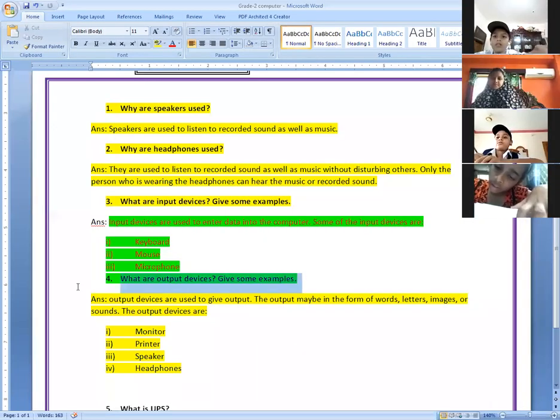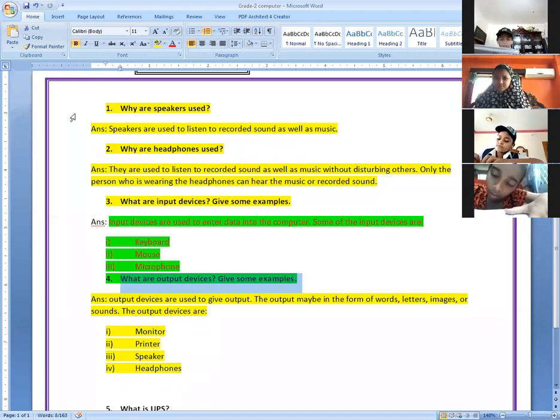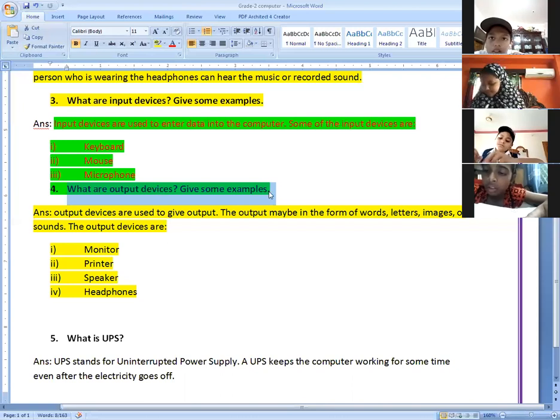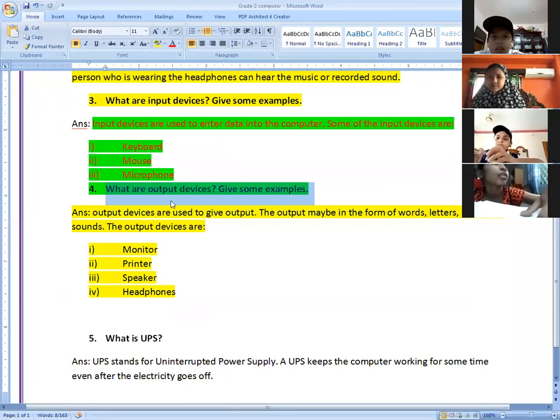Irfan, you read question number four. You can look at the screen also. Output devices are used... Question at first: what are output devices? Give some examples, right?